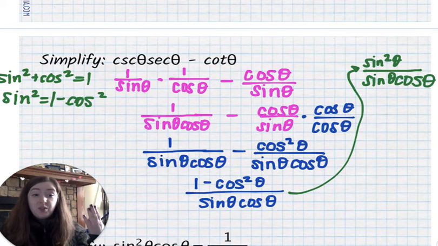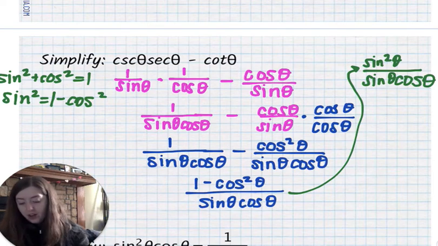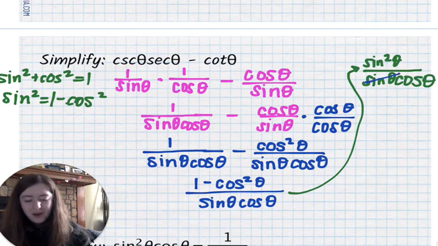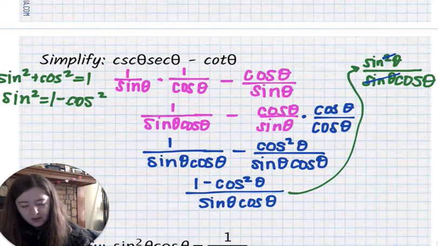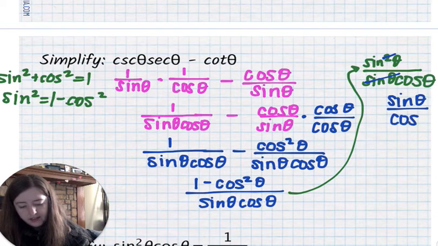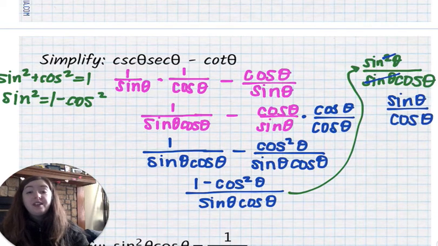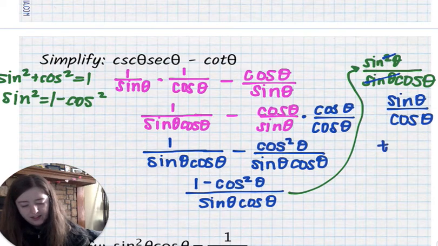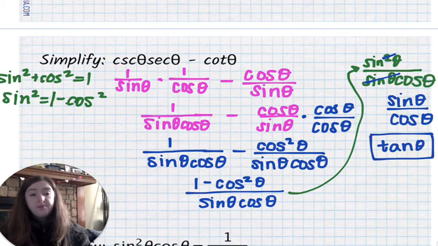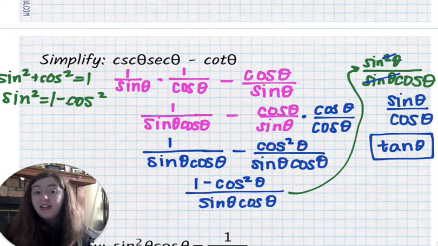We have a sine squared on top and a sine on the bottom, so that means that our sines can divide away. The sine on the bottom will divide away, and one of the sines on top will divide away. So now we're just left with sine over cosine. And we know that sine over cosine is tangent. Now, in our problems on Canvas, it's going to say this simplifies to, in this case, tangent of theta.